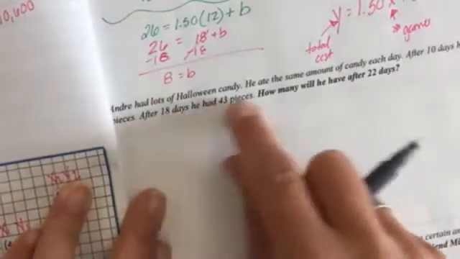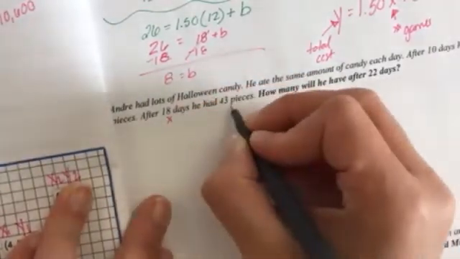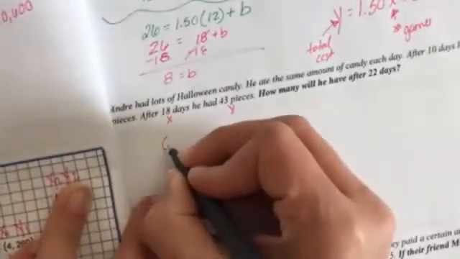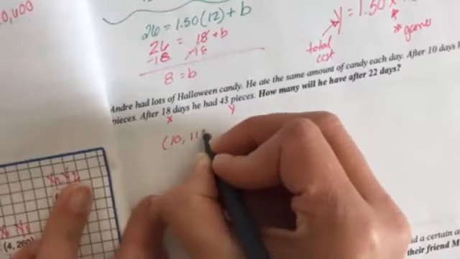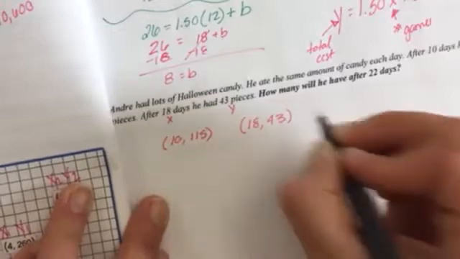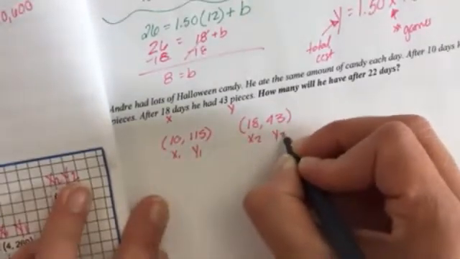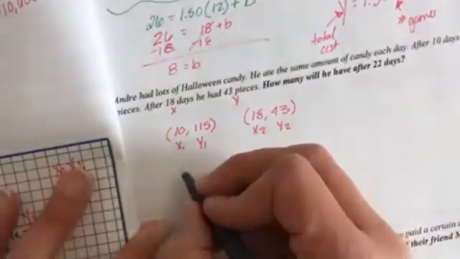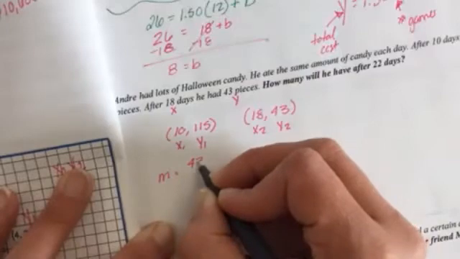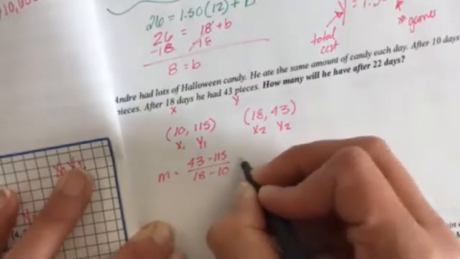The input is the number of days, so that's your X, and the Y is the number of pieces you have left. So our two ordered pairs would be 10 and 115, and then 18 and 43. X1, Y1, X2, Y2. So M equals 43 minus 115 over 18 minus 10.